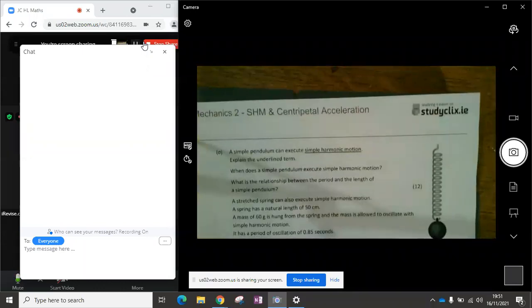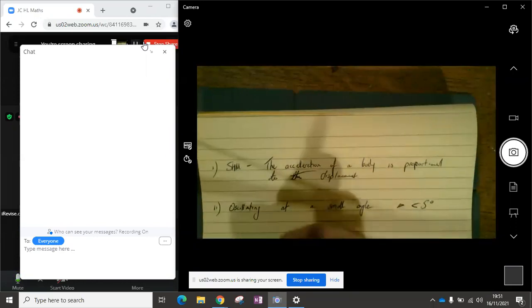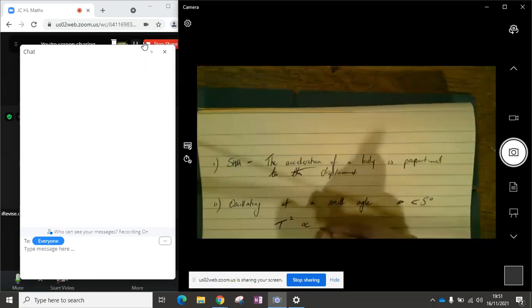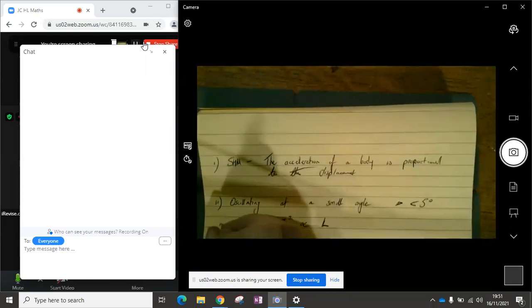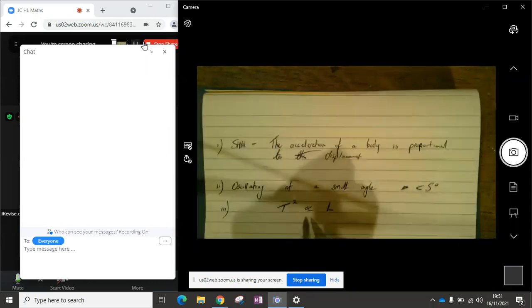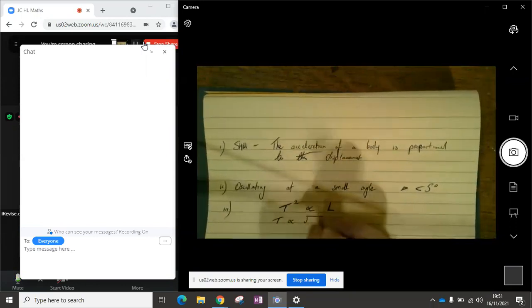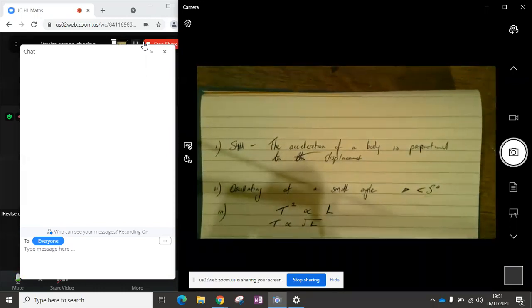What is the relationship between the period of a simple pendulum and the length of the simple pendulum? So the actual relationship is that the period squared is proportional to the length, okay? If you look at your log tables, you find the formula: period squared is proportional to length, or you could also say the period is proportional to root the length. So as the period squared gets bigger, so does the length.